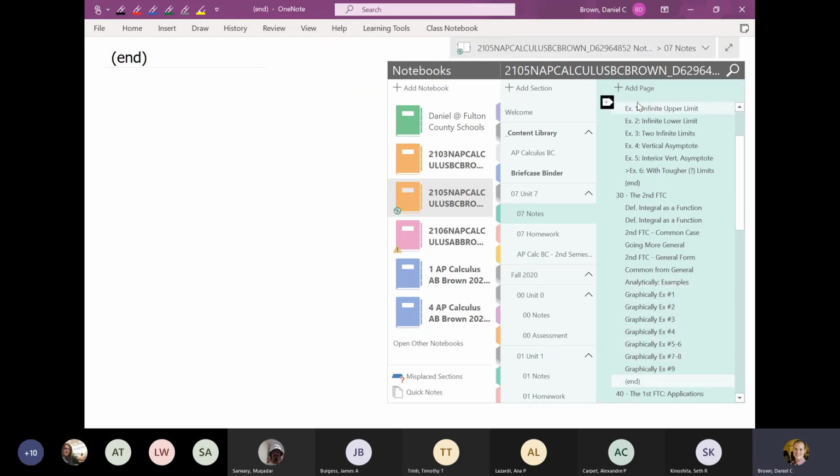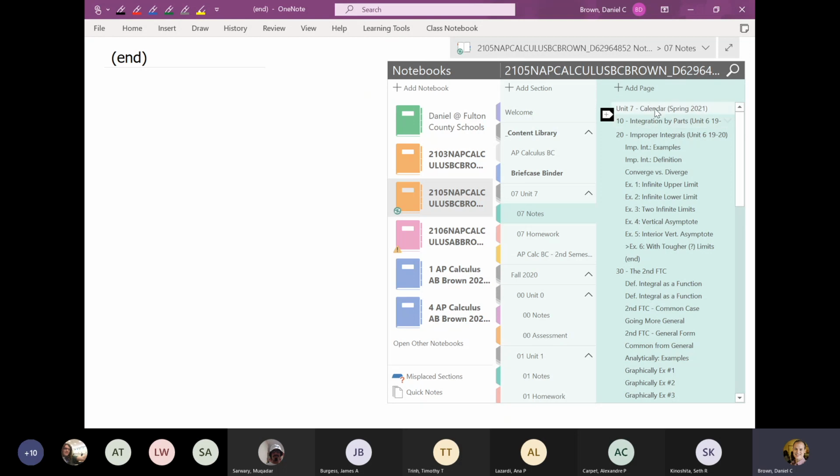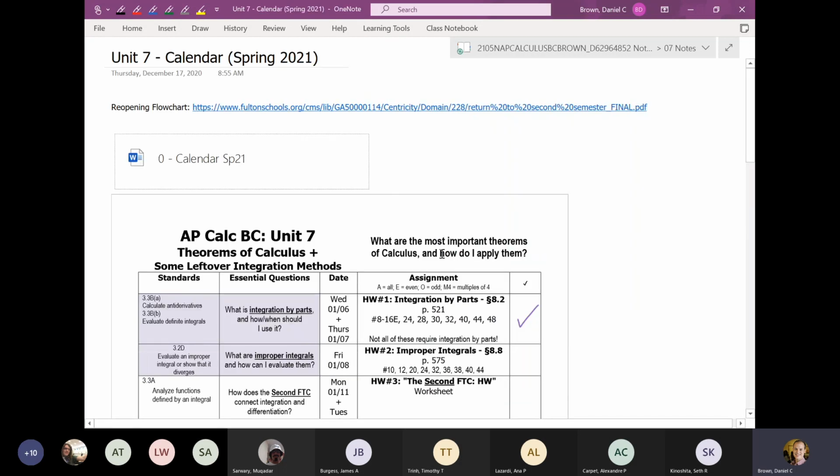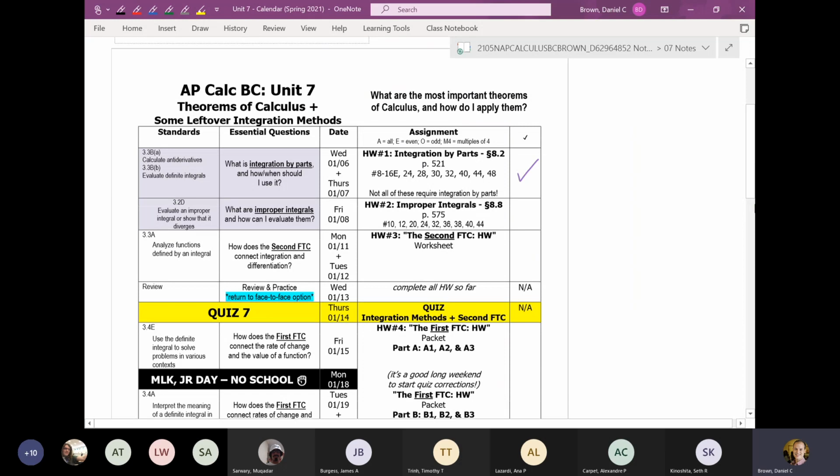Your assignment that you can or should be working on: if you're looking at the calendar, hopefully you finished homework 1 by now. If not, definitely finish that one up. Continue working on homework number 2, which is the improper integrals. You can start homework 3. I have it divided into a part 1, a part 2, and a part 3. I would at least do part 1. You might want to save parts 2 and 3 until we finish the notes.